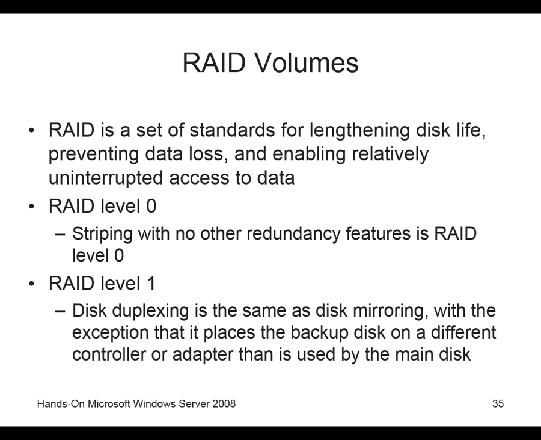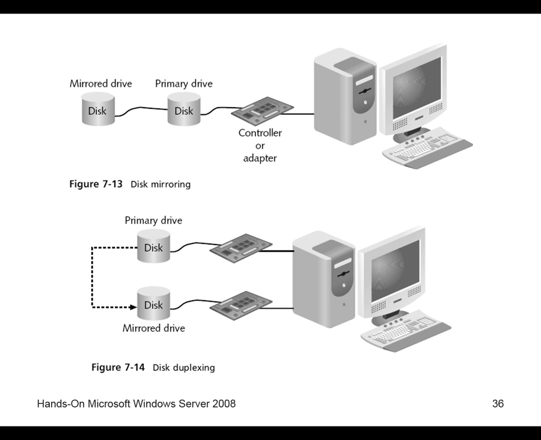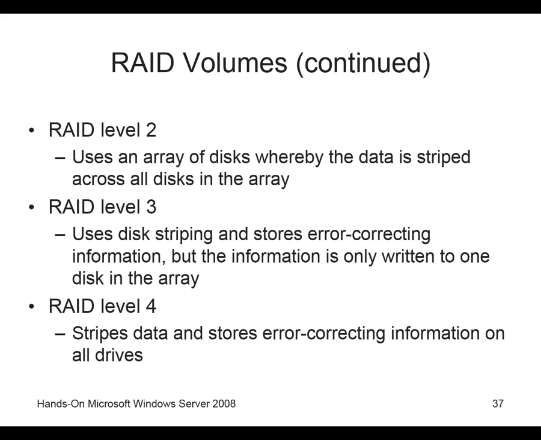If one goes down, you can copy it from the other. But if both of them go down, you're screwed. With RAID 5, here you go. Disk mirroring, you have the mirror drive, the primary drive, and you have that adapter. Disk duplexing, you do it on one, then it copies it to the other. I like the disk duplexing better than I do the mirror drive.